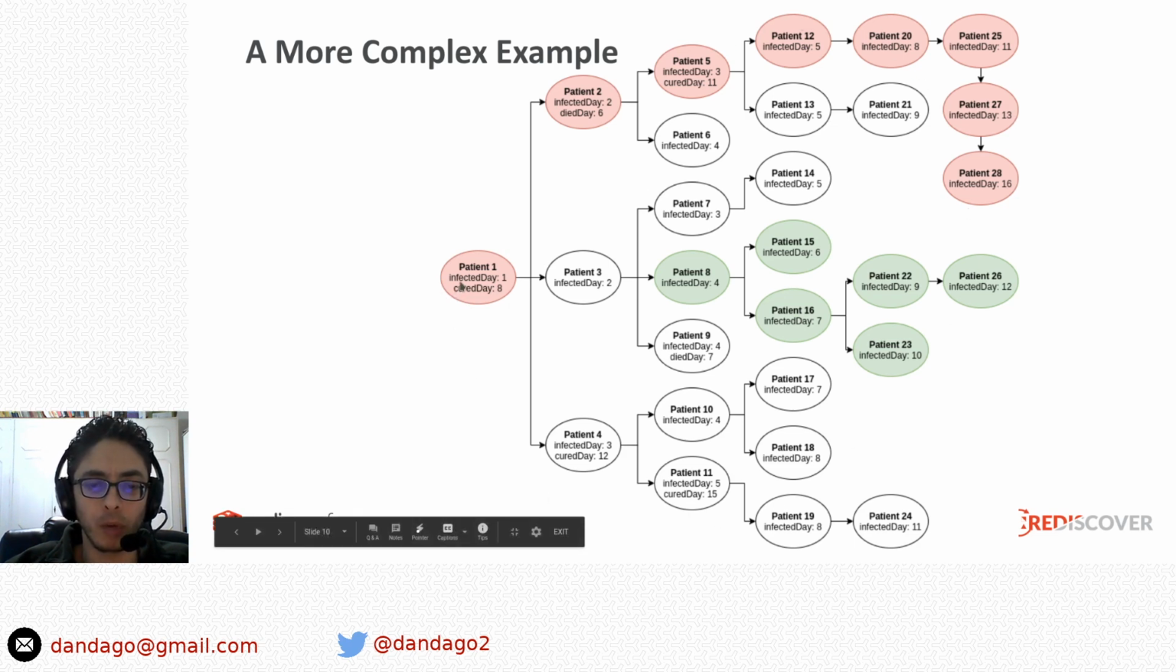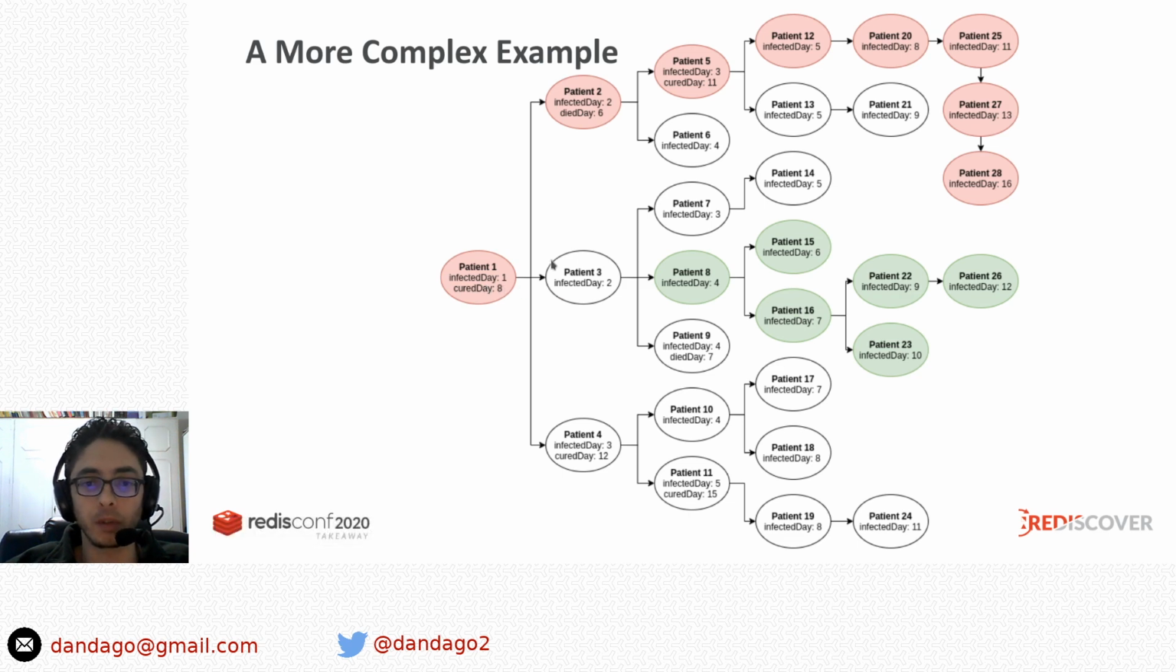So we also have a few properties. For each patient, there is a node here, okay? For each patient we have the day they got infected. Some of them have a day when they got cured. Others have a day when they died. Not all of them have these last two properties, because the idea is that things are still ongoing here and not everyone has had an outcome.